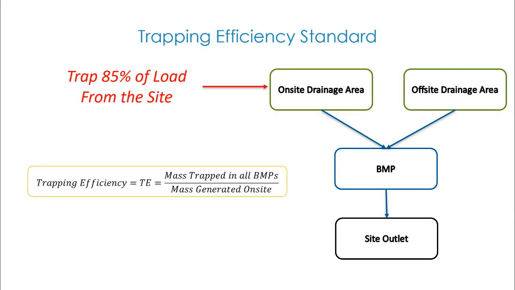Fortunately, it is a simple calculation. The equation is constituent mass trapped in all BMPs divided by total constituent mass generated by all on-site watershed areas.